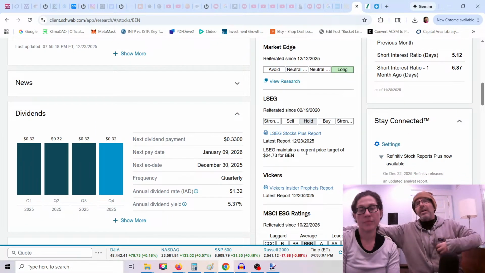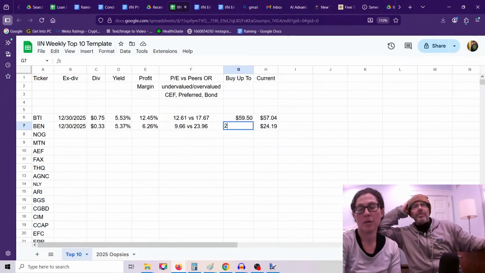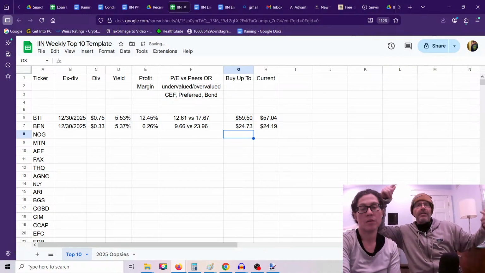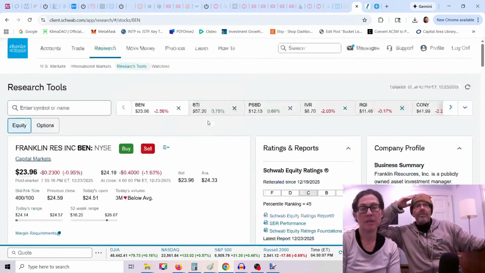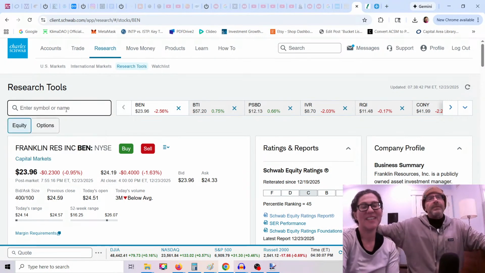And so I'm saying that's why people... 24.73. Yeah. Which one do I put in here? 24.73. People give me crap because I use the LSEG one, but when I go into different things and look up the price target, it's the same thing. It's pretty consistent. LSEG's pretty close. Nog.